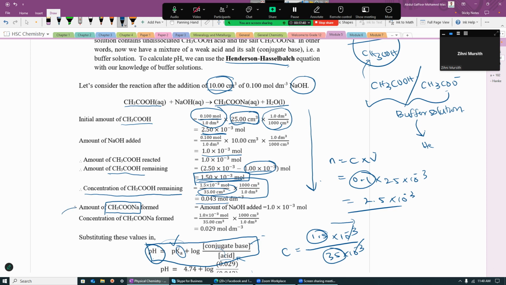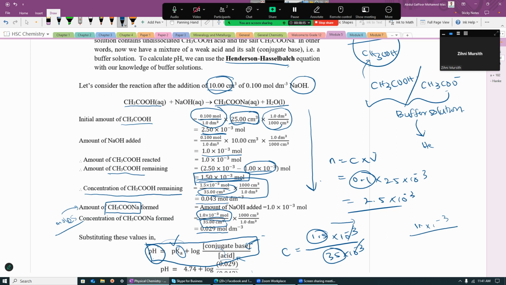Now that is only the amount. Amount means we have calculated only the moles. But what we need is concentration, in order to put it in this equation. So again, this amount of mole is divided by the entire volume. The entire volume is again 35 because we haven't added any extra amount of anything. So 1.0 into 10 power minus 3 is the mole of the salt and it should be divided by the net volume, that is 35. So it is going to be 0.02.